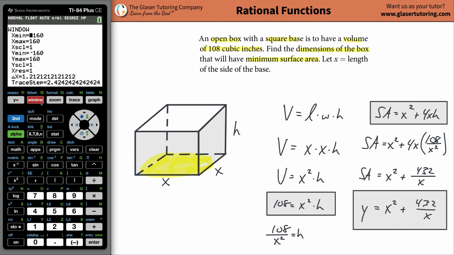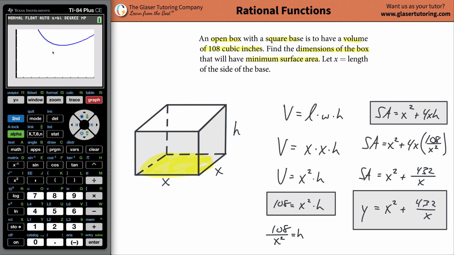So let's change the window on this. Okay, let's go to x minimum. Let's go to 0. X cannot be less than 0. And let's say that the max is going to be 10. Okay. Now let's go to the y. The y here represented the surface area. Okay, can the surface area be negative? Can you have negative surface area in a box? No, so let's just keep that at 0. Okay, and let's now hit graph.